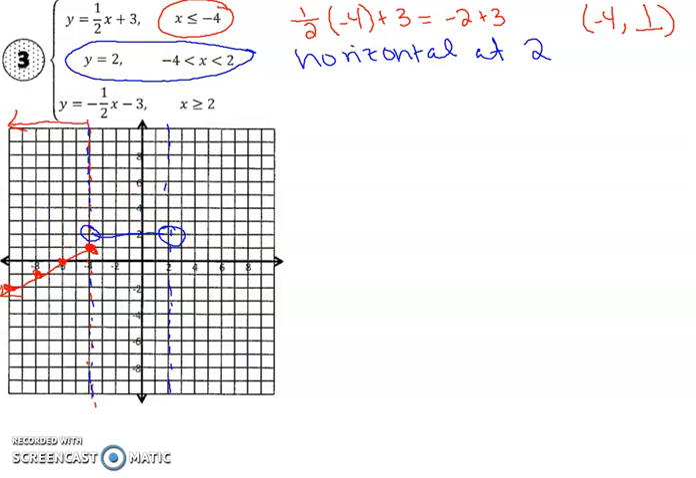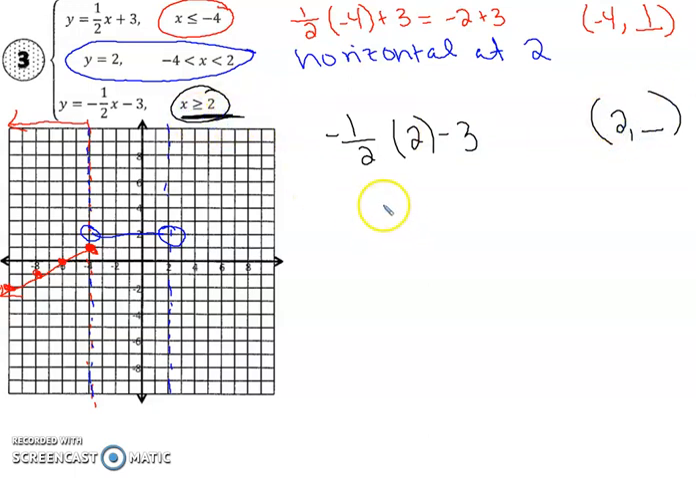Okay, then I'm going to grab, we'll do black. I'm going to plug in my 2 because I only have one boundary. If you have 2 boundaries, just plug in both boundaries. Okay, negative 1/2 times 2 minus 3. And I know my point is 2 comma something, because that's what I plugged in for x was 2. Negative 1 minus 3 is negative 4. Is it open or closed? Closed.